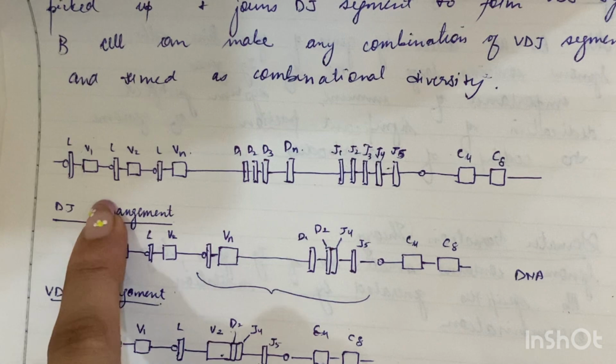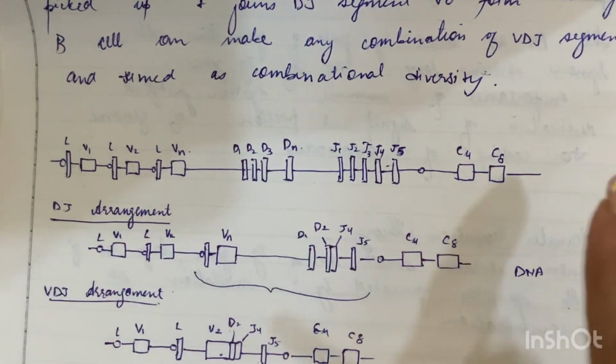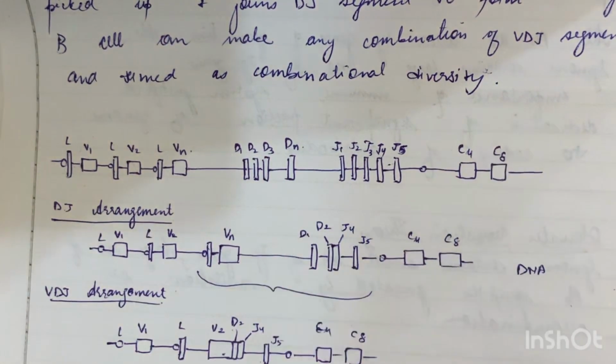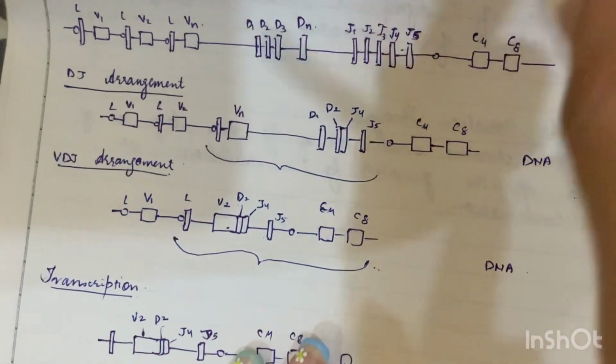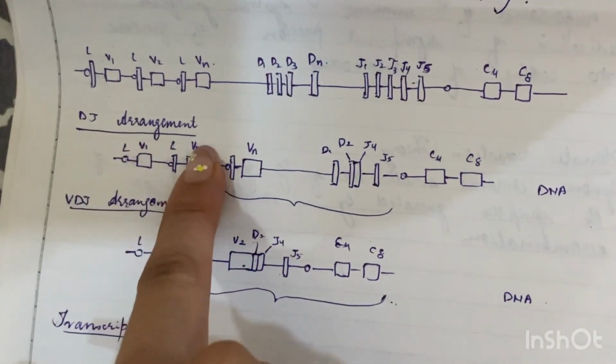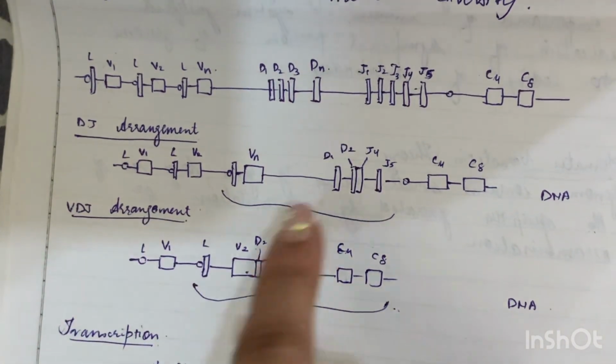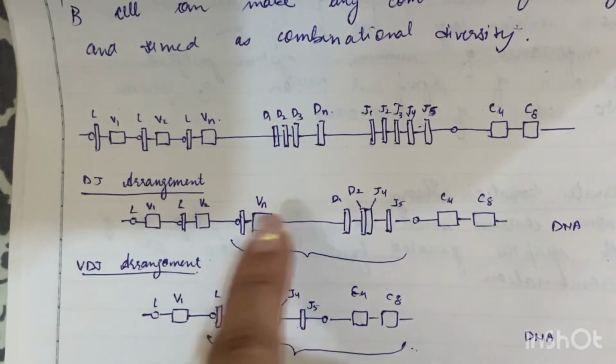This is the overview of how the attachments are done. This is just the arrangement. We'll discuss the arrangements in the next video. Now, as you can see, DJ arrangement, VDJ arrangement, and all. That is how they are linked through the hinge.